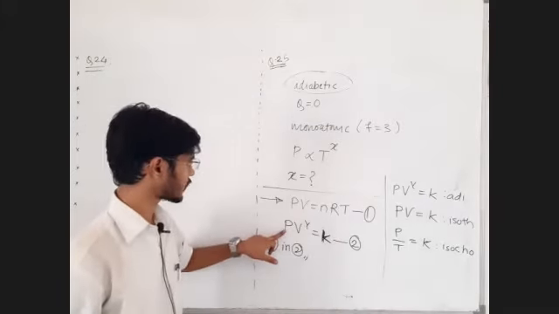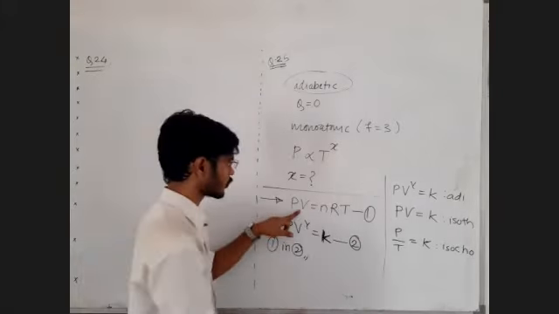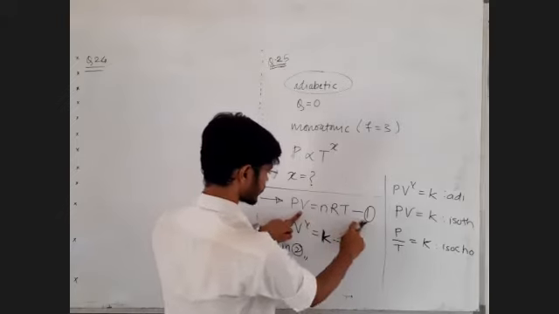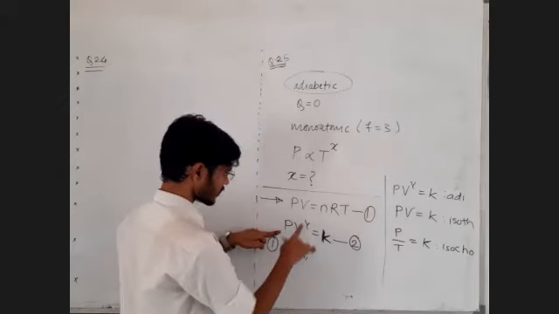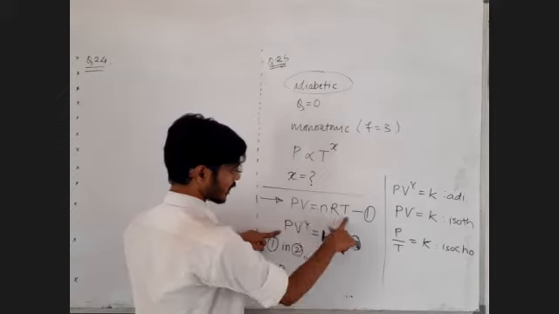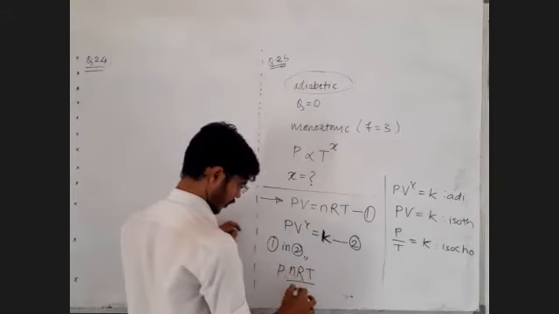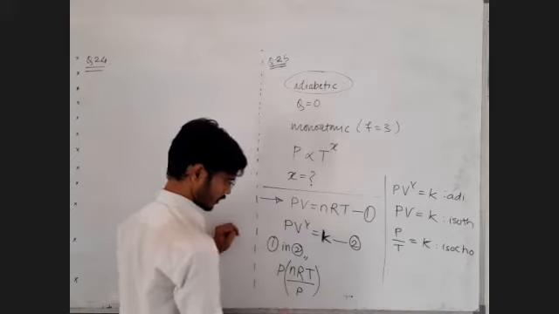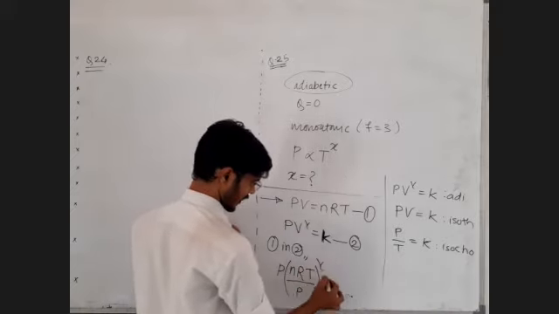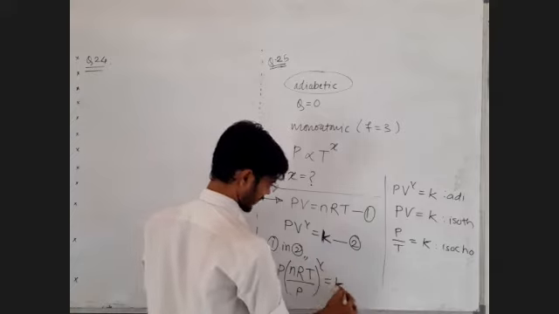Sir, we were replacing the volume. Okay, so find out the value of volume from equation 1 and put it here. So P as it is. Instead of volume, you will write nRT upon P. So we replace the volume. Raised to gamma will remain as it is, equal to constant will remain as it is.